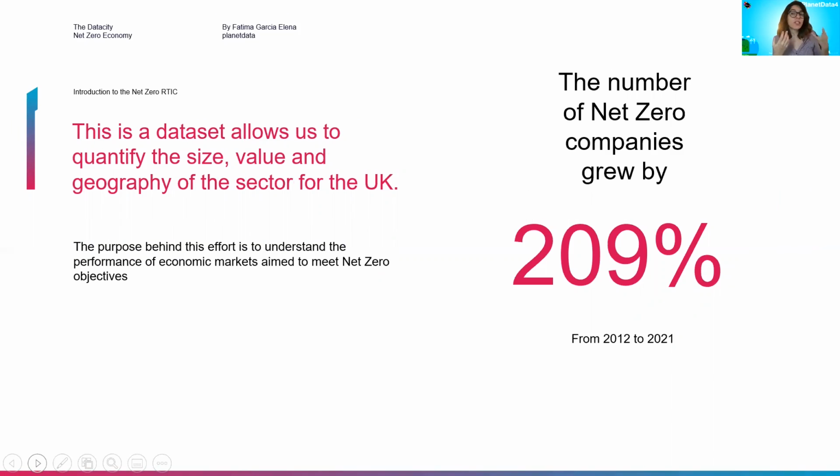It is relevant because at the end of the day, it allows us to quantify the size, the value, and the geography of the sector in the UK and share headlines such as the one that you have on the screen at the moment, which is that the net zero companies grew by 209% from 2012 to 2021, which basically means that the net zero economy right now is 4 times the size it was in 2012.